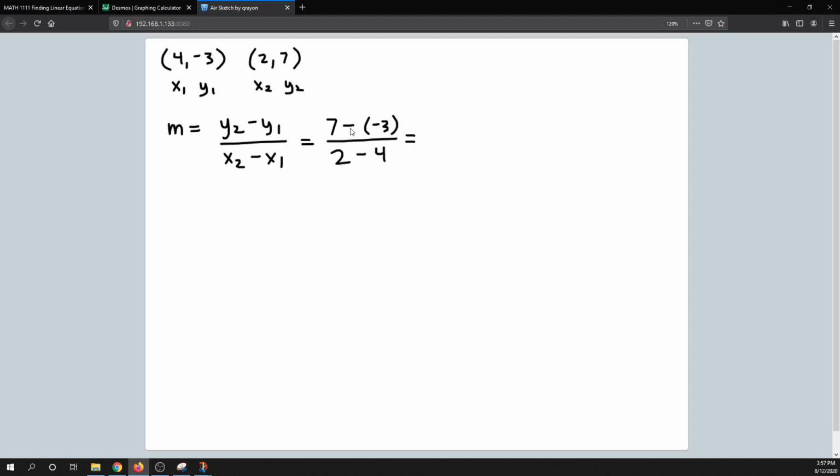So right here we have subtracting a negative, right? So remember, you can always rewrite that as addition, right, by adding the opposite. Change the subtraction to addition, and then change the sign of the number here. So 7 minus a negative 3 is the same as 7 plus a positive 3, and we know that comes out to be a 10. All right, and then 2 minus 4 would be negative 2. And then we would need to reduce this fraction as much as possible. 10 divided by a negative 2 is a negative 5. So the slope of this line is negative 5.